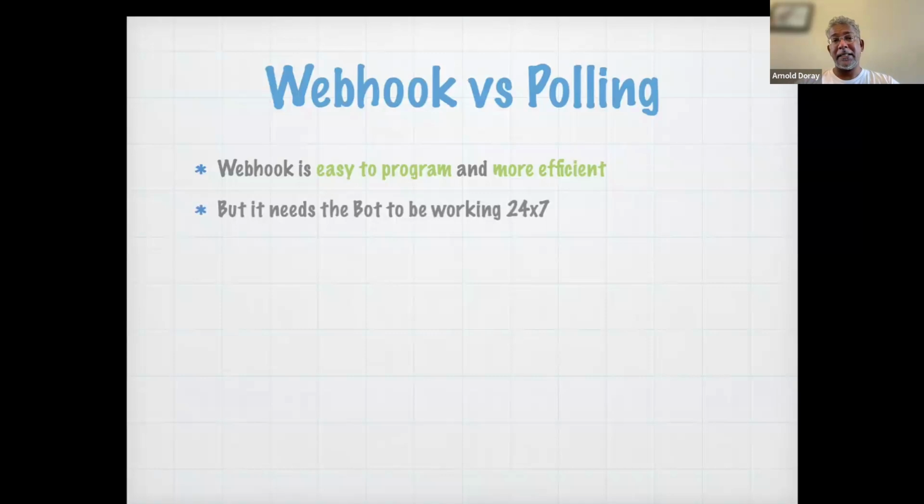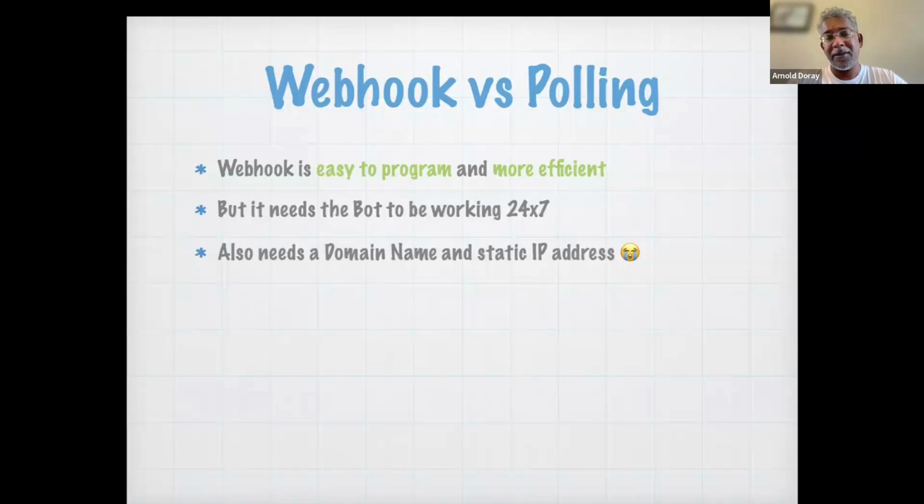But the problem is that it needs your bot, your program, to be working 24/7, and you also need a domain name and static IP address. So this means that you need to set up something like Cloudflare that Francis has described. Using Francis's presentation, you can actually set up a domain name and a static IP address and get the webhook to work. But it's a lot of setup as well.